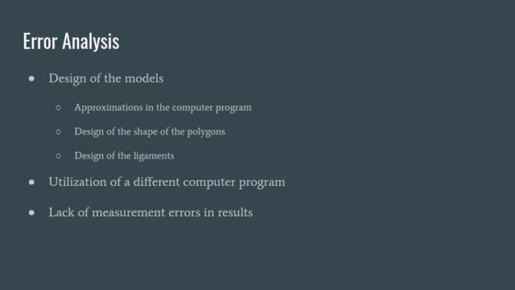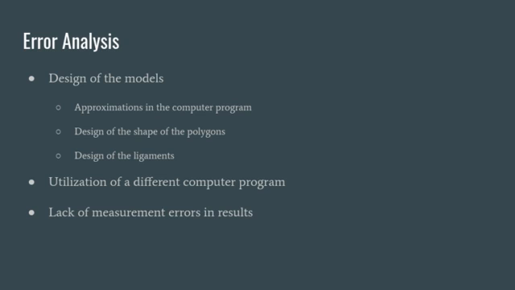Another potential source of error comes from the design and the shape of the polygons that make up the models used in these experiments, as they are drawn with freehand computer drawing and are thus not entirely anatomically accurate. A third possible source of error revolves around the design of the ligaments, as approximations for the ligaments that are designed as springs were made with Hooke's law and given K values.